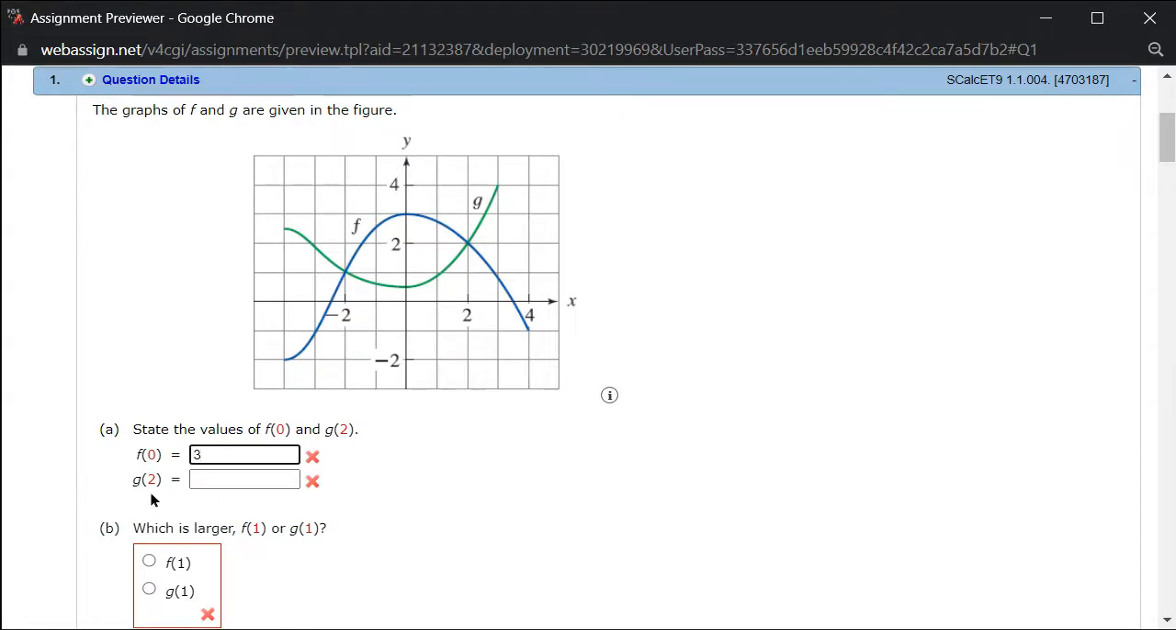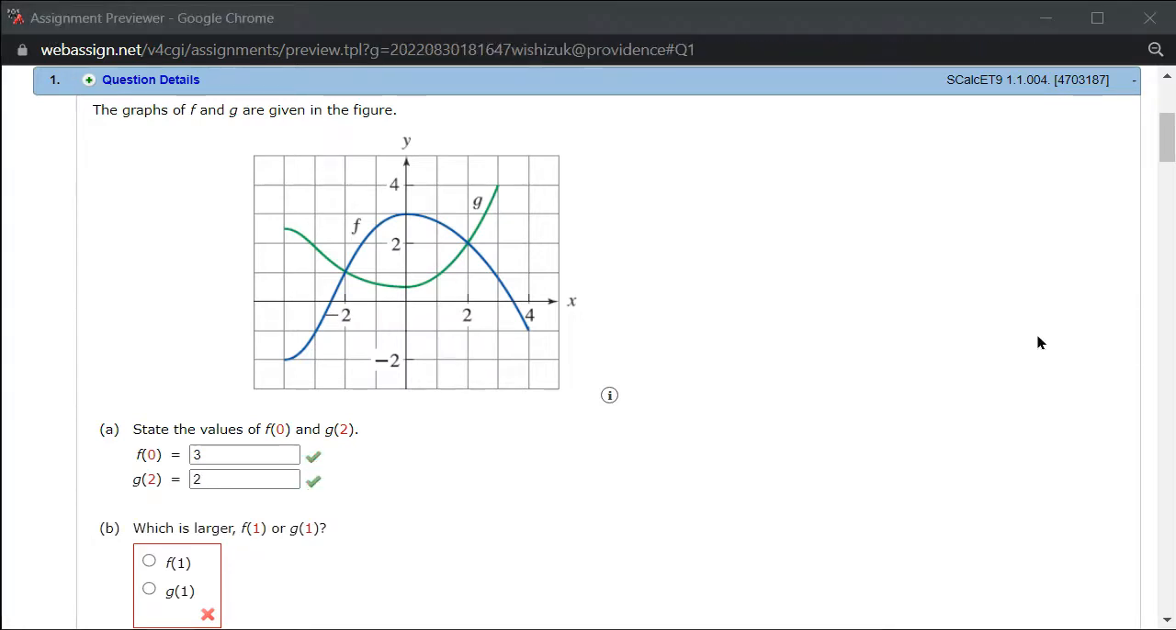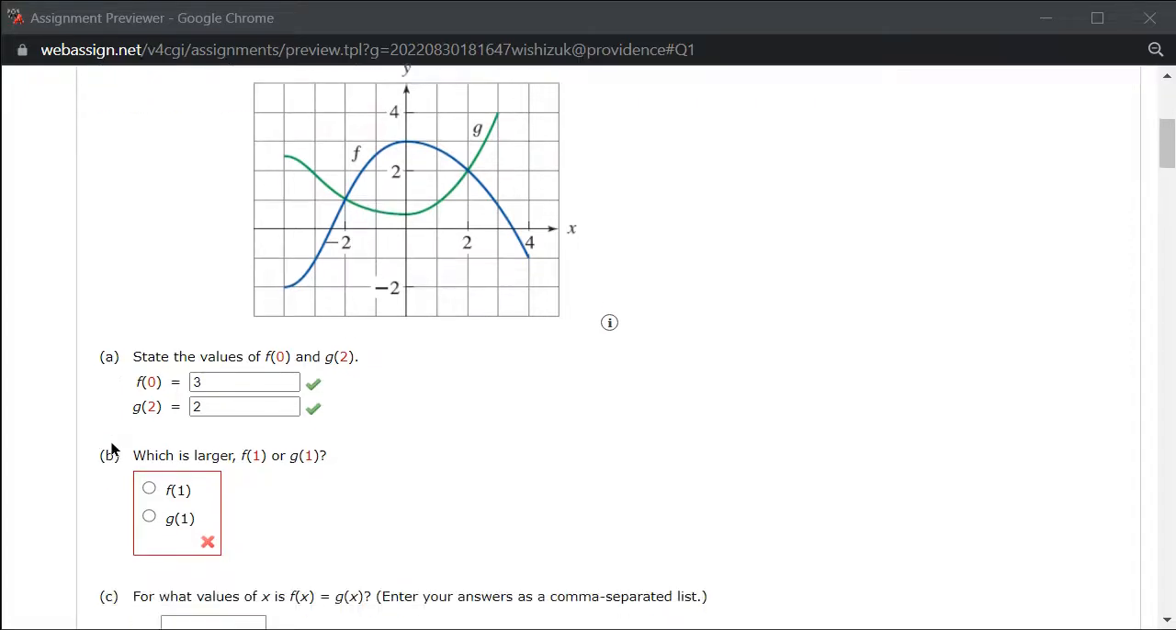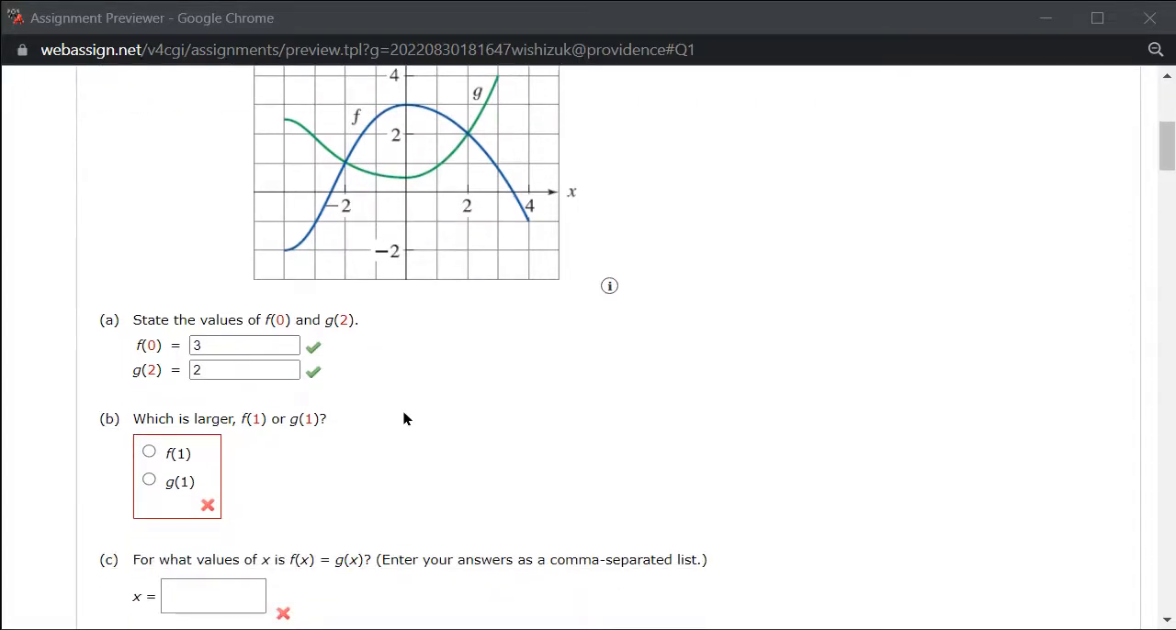And g of 2, same thing, but x is 2, so you go here and then straight up to the green curve, which tells you the corresponding y value is 2. So 3 and 2. All right, let's check the answer. I came back and it looks like we got part A correct. Let's look at part B.